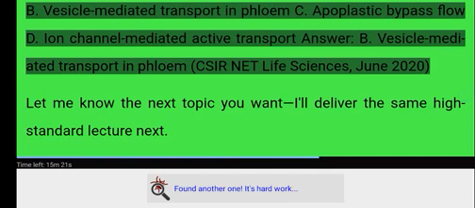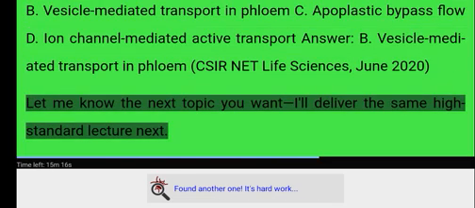B. Vesicle-mediated transport in phloem. C. Apoplastic bypass flow. D. Ion channel-mediated active transport. Answer: B. Vesicle-mediated transport in phloem. CSIR NET Life Sciences, June 2020.